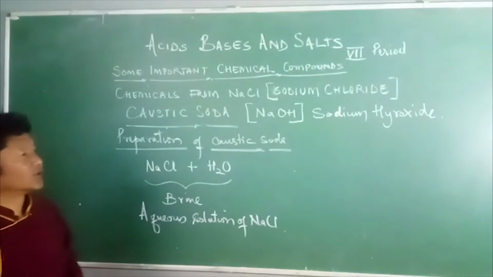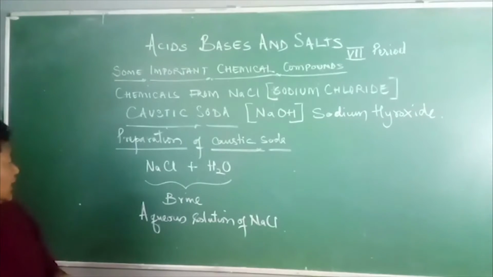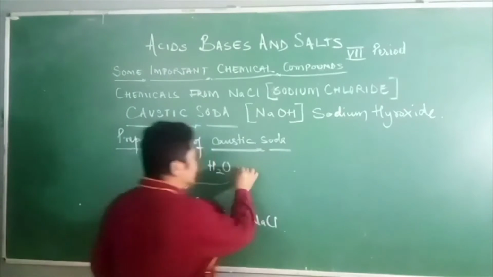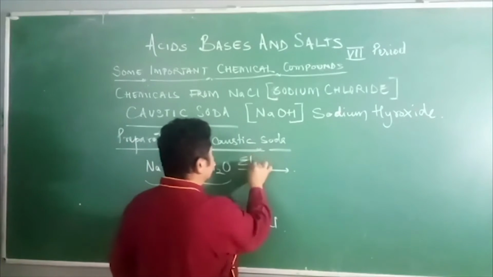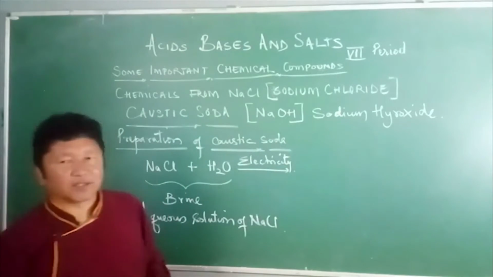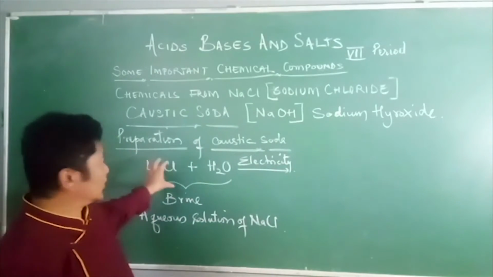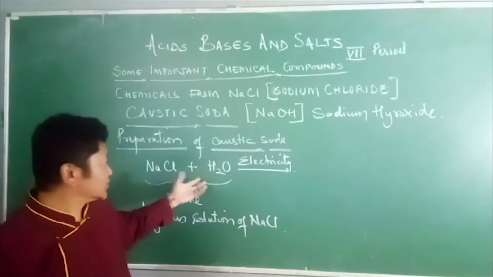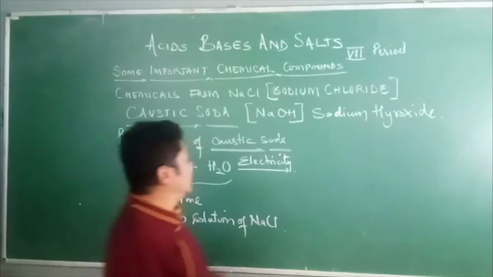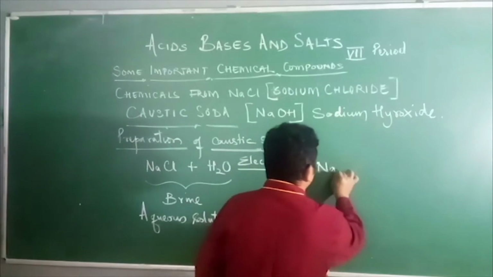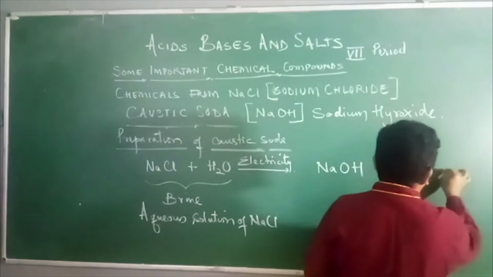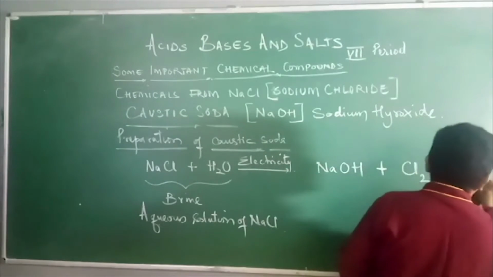Sodium chloride aqueous solution is called brine. When electricity is passed through this sodium chloride in water, this salty water breaks up to form sodium hydroxide, chlorine gas and hydrogen gas.